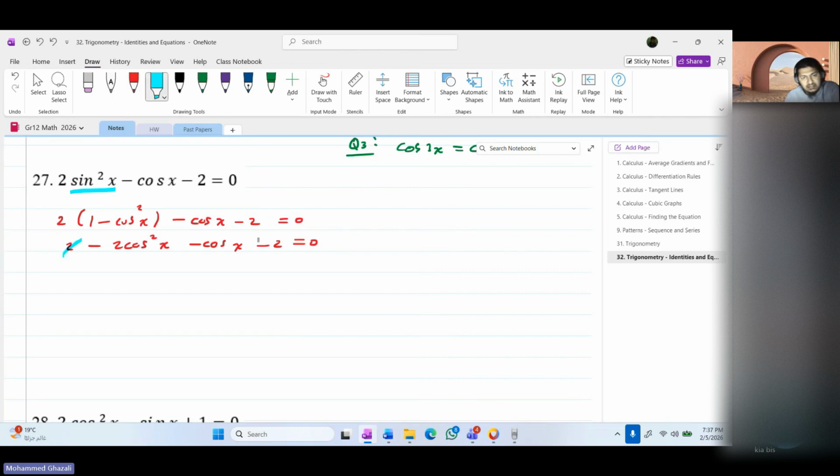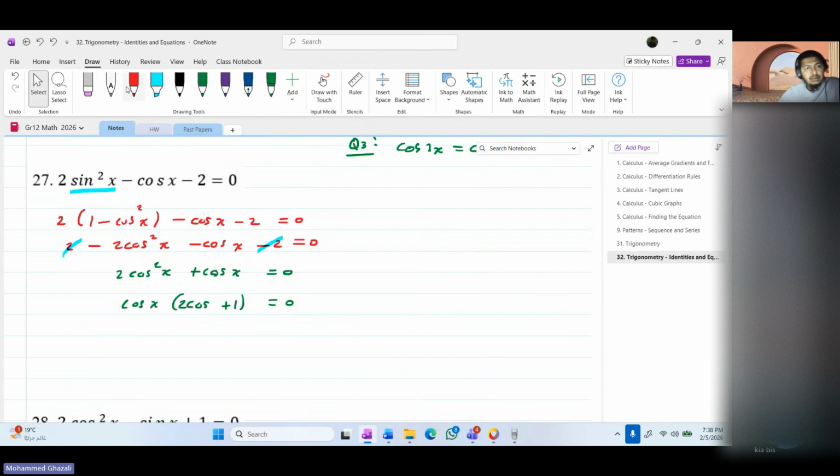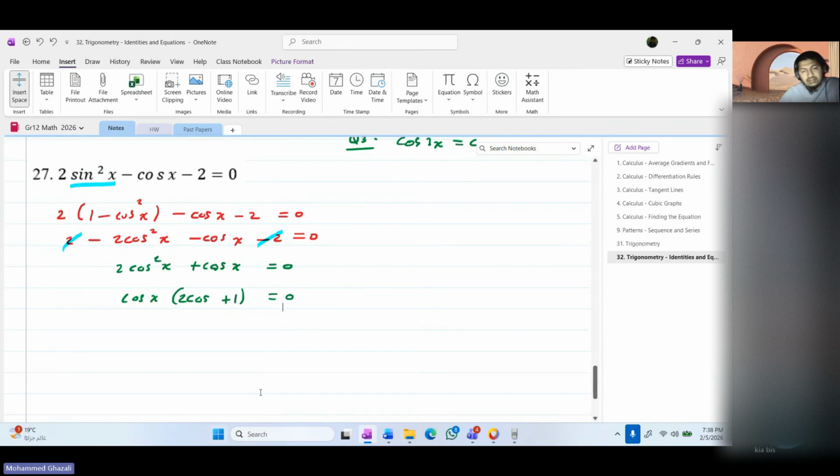Looks like 2 and minus 2 cancel out. Yes, it does. Multiply everything by negative, so you got 2 cos squared x plus cos x is equal to 0. Take out cos x as a common factor, and you're left with cos x times 2 cos x plus 1 is equal to 0. So far, so good. Just remember, the starting point is very important. If you can't do that, then you will be lost and you won't be able to get the correct answers.